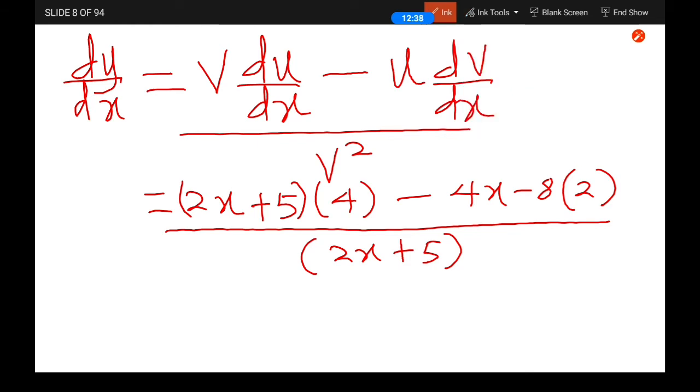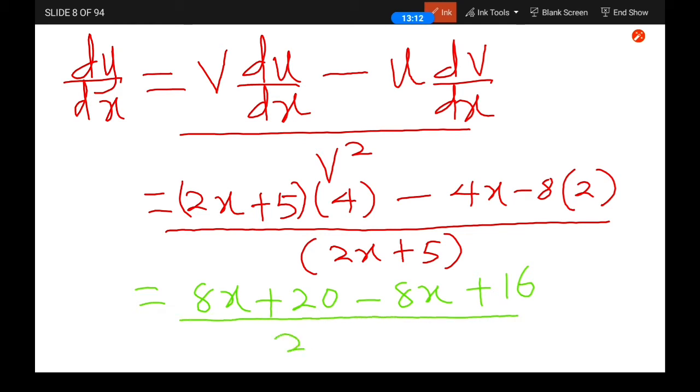So we have 2x times 4, that is 8x. 5 times 4 will give us 20. Minus, look at that, minus 4x times 2. Negative 4x times 2 will give us negative 8x. Negative 2 times negative 8 will give us plus 16. Check that very well. Yeah, that is correct. Then everything over 2x plus 5. Remember, square.